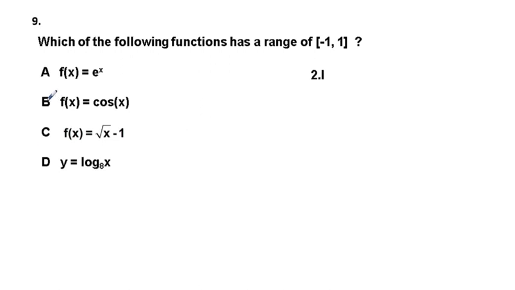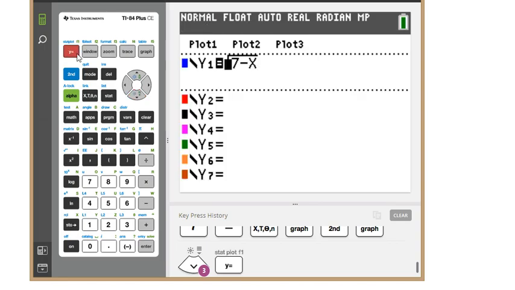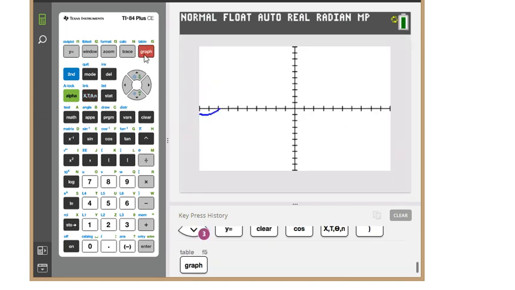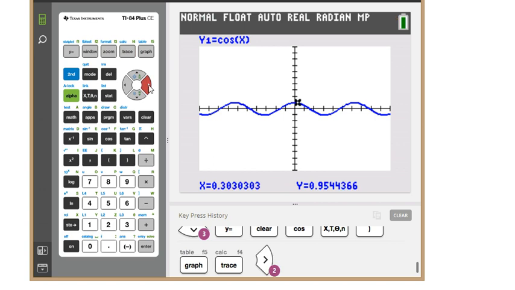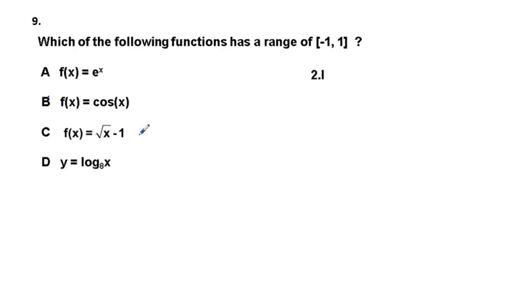It's going to be very similar to the first one we graphed, but in this case it's cosine of x. So if we press cosine x, so we just trace. Okay, we have a maximum of 1. Here, a minimum of about negative 1, so yeah, it's going to be answer choice B.